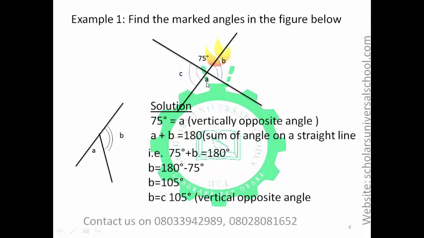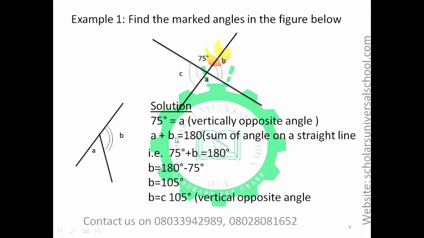Or you look at A and B together. If you look at this straight line, if you draw a semicircle around it, it gives you angle on a straight line. So when this one is 75 degrees, what will be the value of B? A plus B will give us 180 degrees, sum of angles on a straight line. That is, A is 75 degrees plus B is equal to 180 degrees.